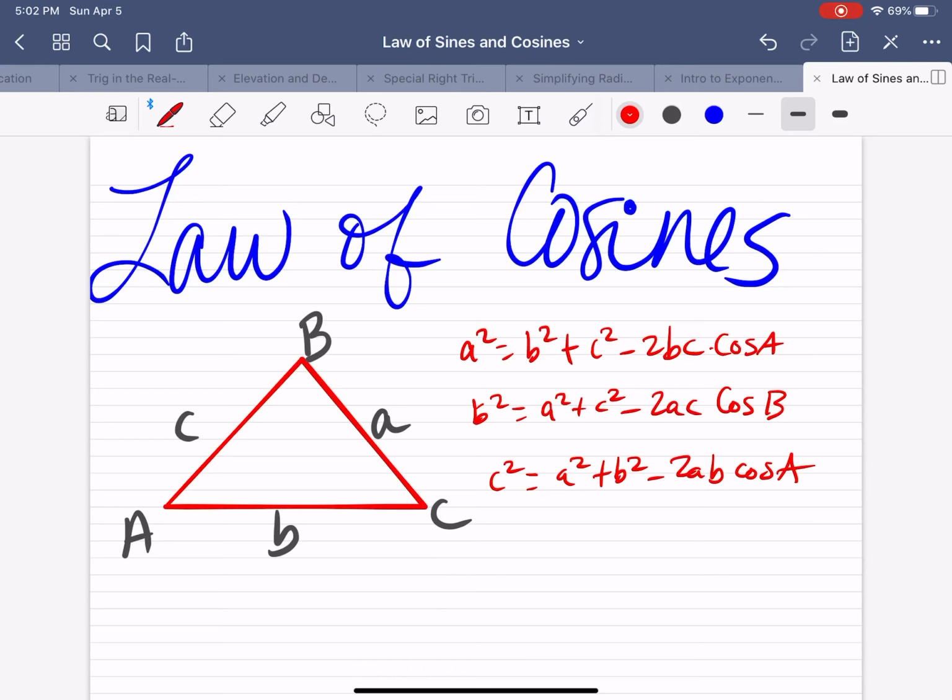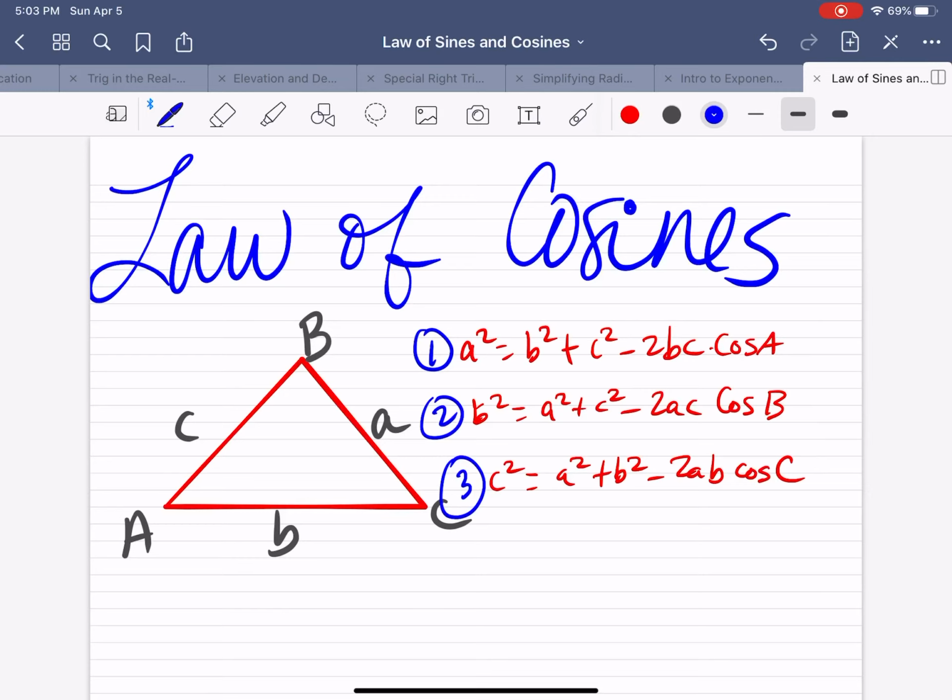So obviously if you're trying to find angle A or side A, you'll use the first one. If you're trying to solve for side B or angle B, you're going to use the second one. Or if you are trying to find angle C, there's a mistake right here on the last one. This right here should be a cosine of angle C. So the third one you're going to use if you're trying to solve for side C or angle C.